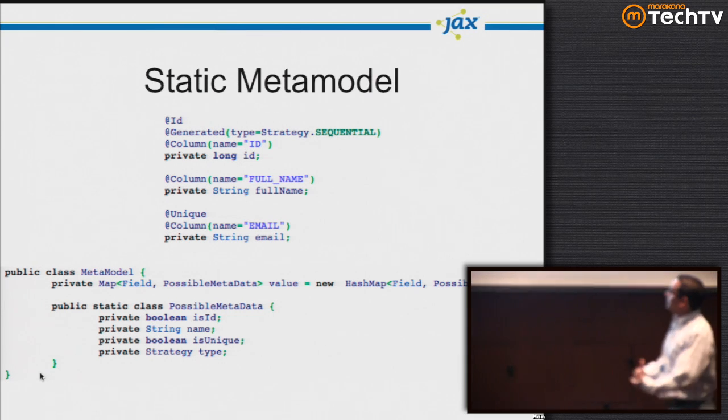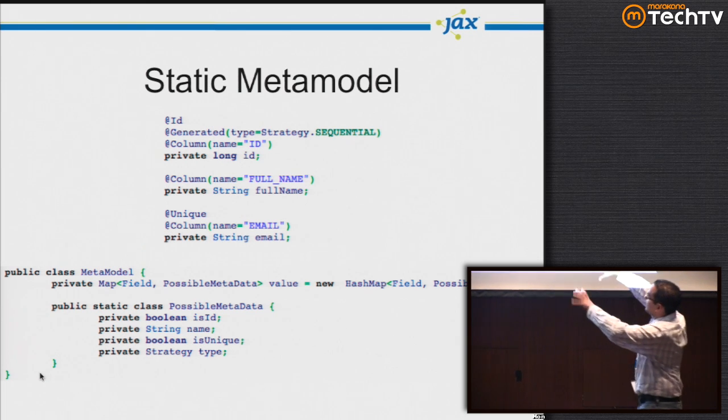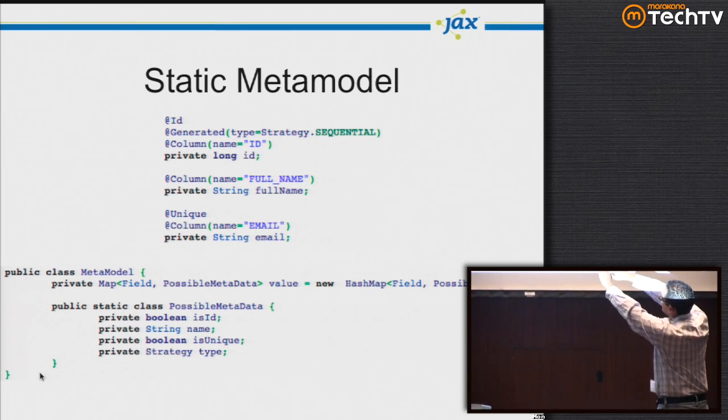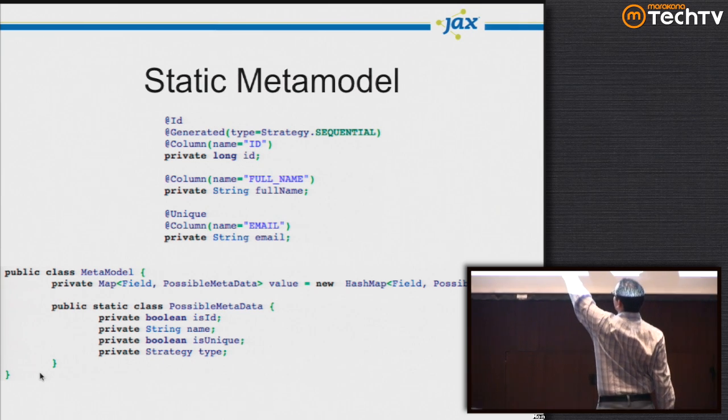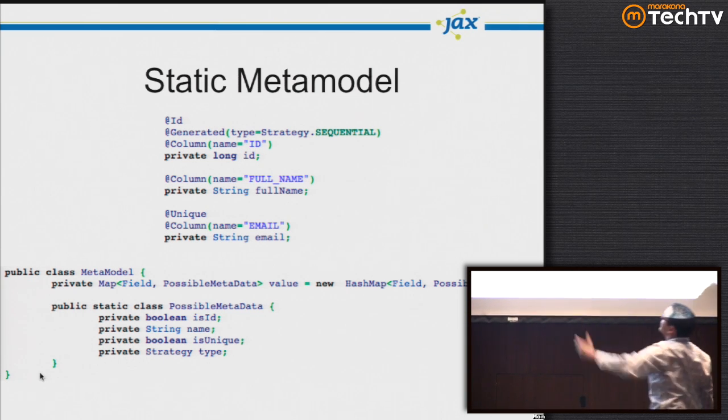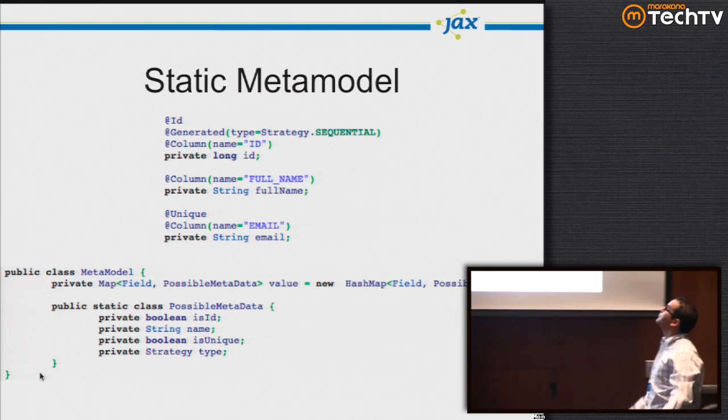Possible metadata object, and then pretty much ask the questions, give me the name, get name is unique, get me the type. So we take all these ones, and then we put it in a map of object that would map the actual field in the class to all possible pretty much metadata right there. And that's actual our static meta model.